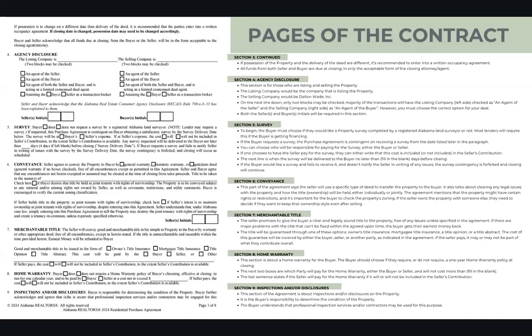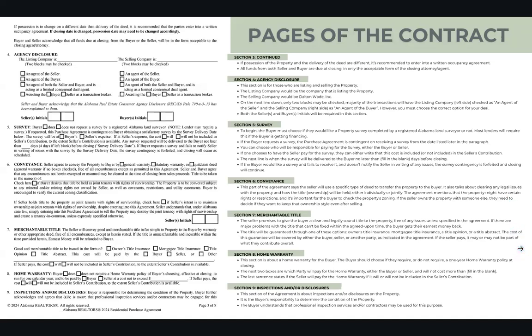Section 8 is home warranty. So the buyer should choose if they require one, and it would be a 1-year home warranty policy at closing. So the next two boxes are going to be which party is paying for the home warranty. So either the buyer or the seller, and you're going to fill in the blank for whatever it will not cost more than. And then if the seller is paying for it, that can also be included in the seller's contribution.